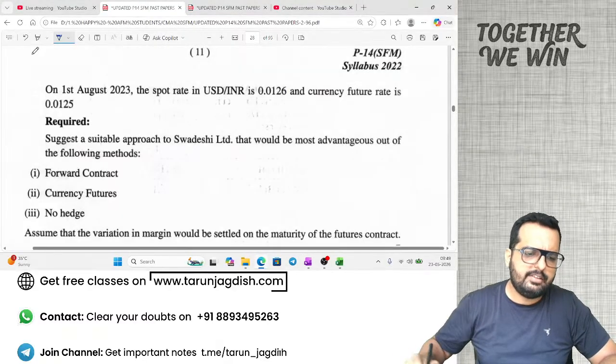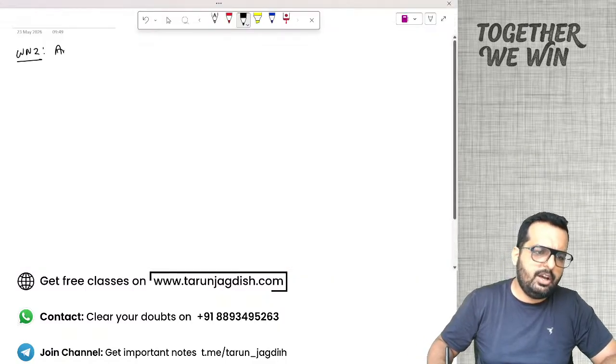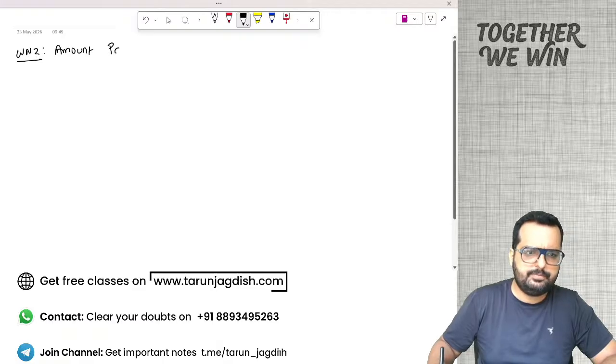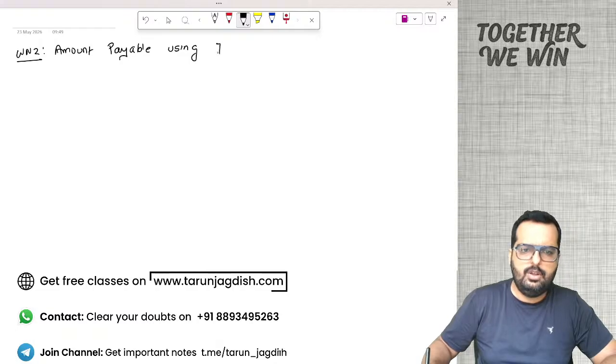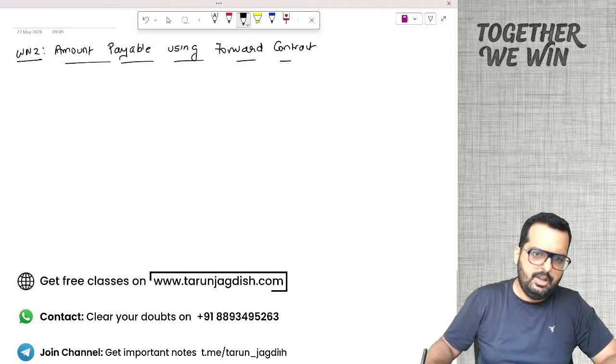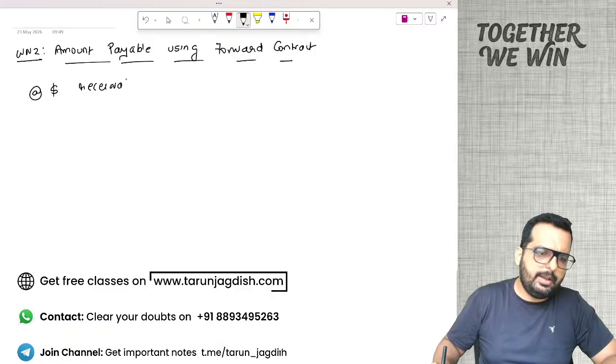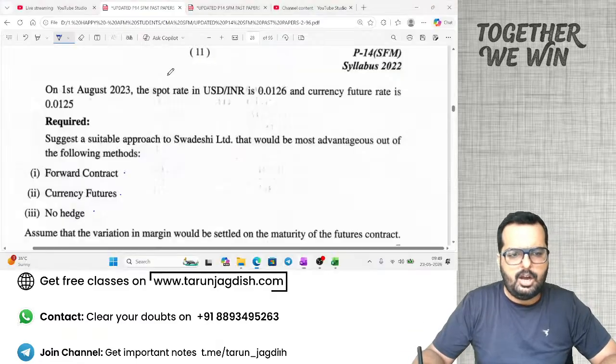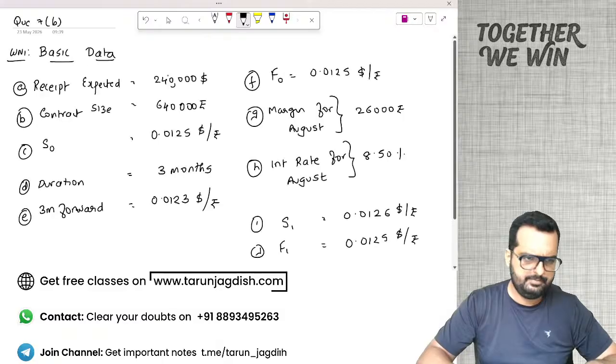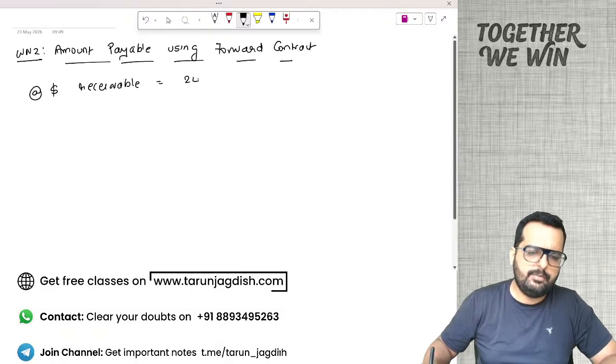What are the options they are asking? You can solve it using forward, future, or no hedging. So I'll write down amount receivable using forward contract. This one is very, very easy, friends. What is the dollar that is receivable by you? How much is the dollar receivable? $240,000.